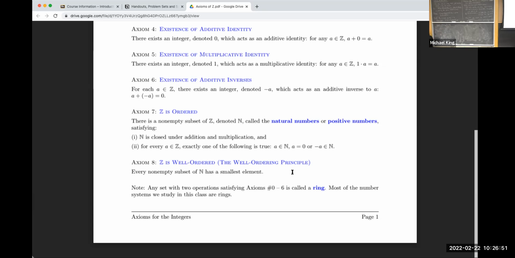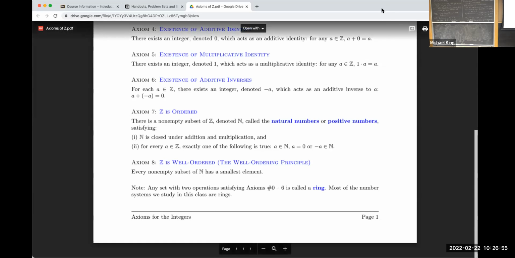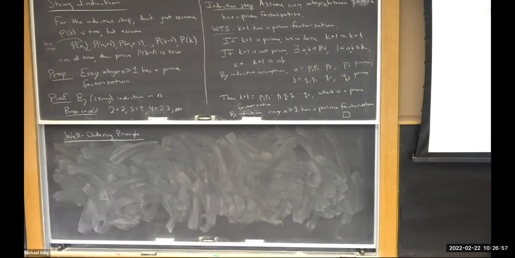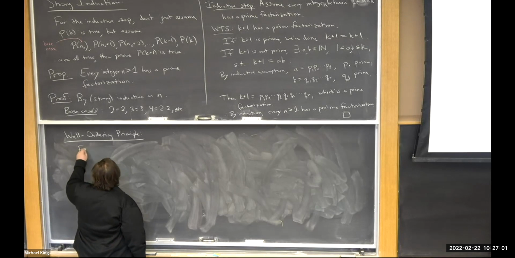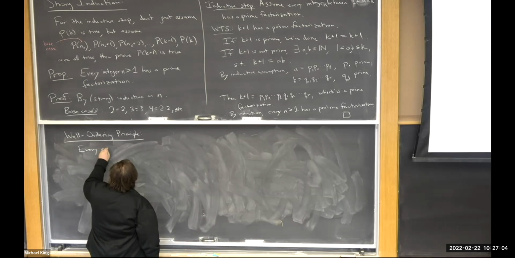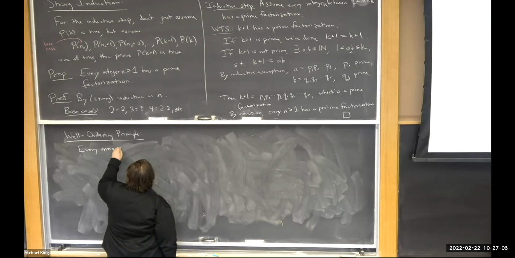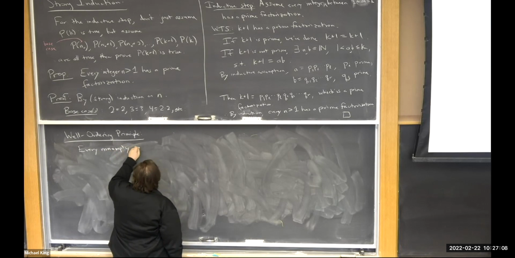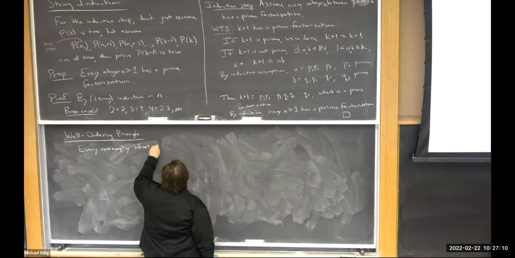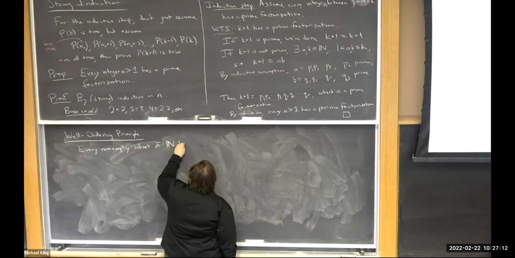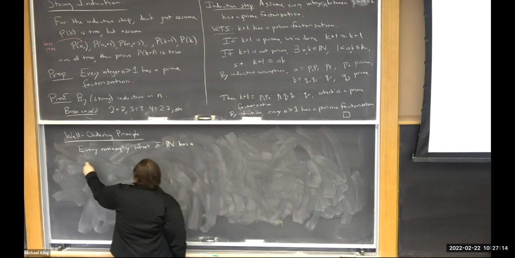So let me just write it down. Every non-empty subset of the natural numbers has a least element.